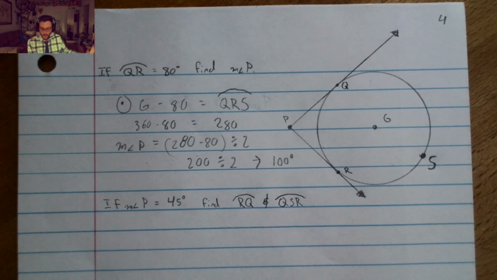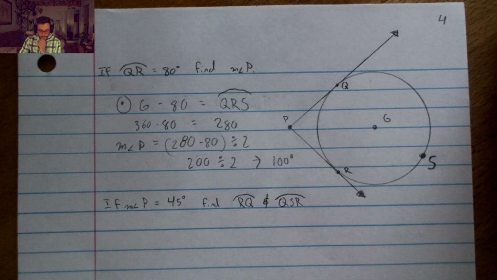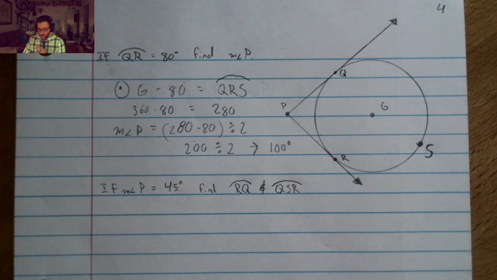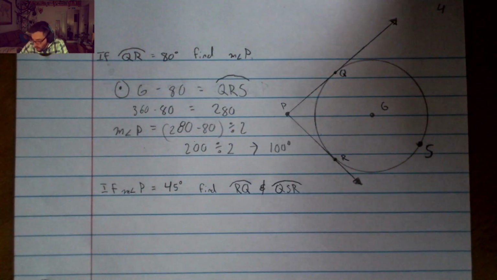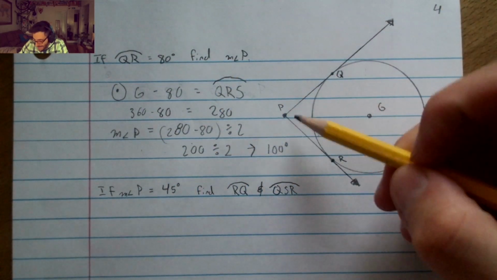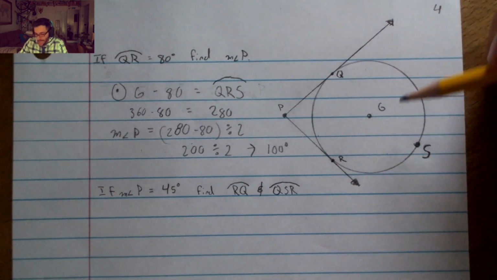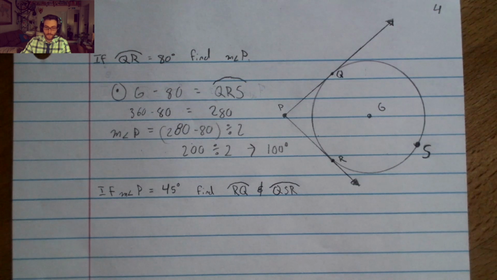Just like our previous lesson, as long as we're following these rules, if we do it a few times, they'll start to kick in as a memory. Next, we're going to do this other example. We're going to use the same diagram, but our numbers are going to change. In this example, we're told that angle P itself is 45, and we want to find the value of RQ and QSR.